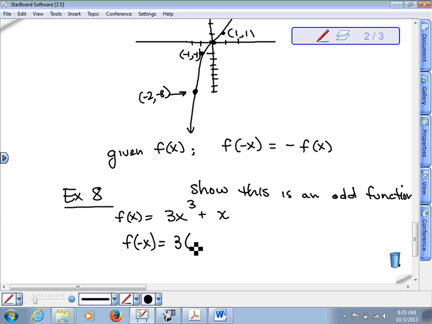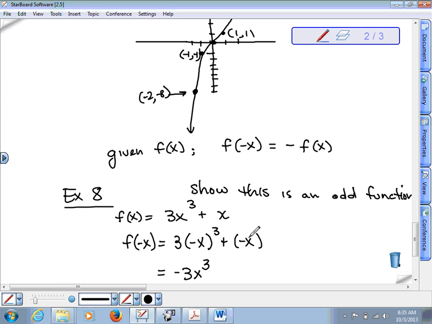This becomes 3 times negative x to the third power plus negative x. Now, what is the opposite of x to the third power? It's negative x cubed, right? The opposite of x multiplied 3 times is negative x times negative x times negative x. So what I'm asking, does this minus sign disappear or does it stay? It stays. So that first term becomes negative 3x cubed.